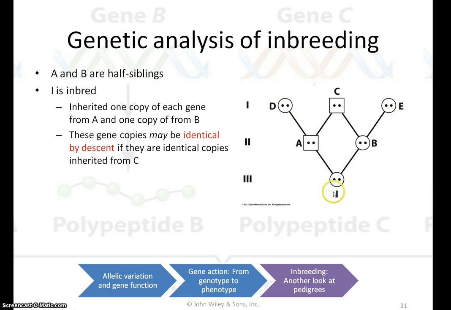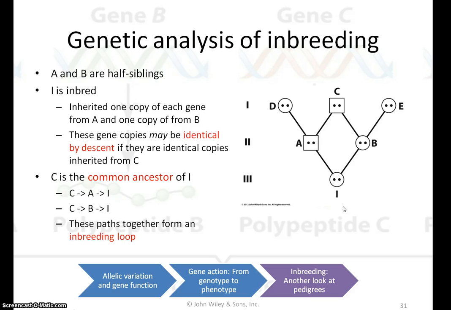Now, because I receives one copy of each gene from A and one copy of each gene from B, and these two parents also receive their DNA, their chromosomes, from individual C, it's possible for individual C to have the same genes as individual I. And if that happens, we say that those genes are identical by descent. Now, the question is, what's the probability that I and C can have identical gene copies, so that the gene copies would be identical by descent?